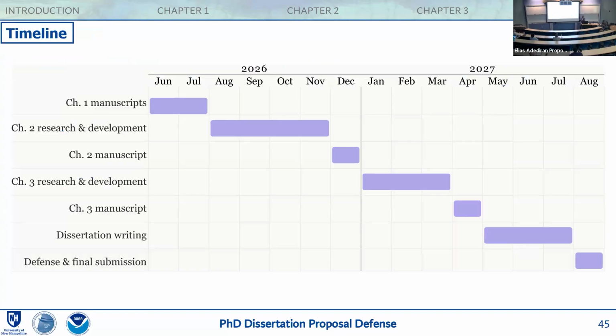And this is the timeline. These are the major milestones, trying to complete my dissertation, and hoping that next summer I'll be defending this.